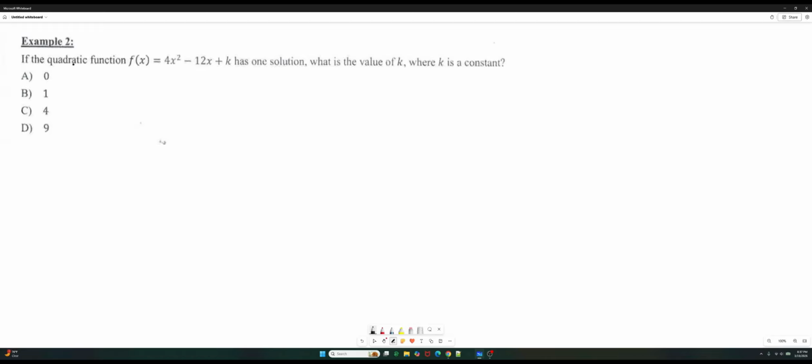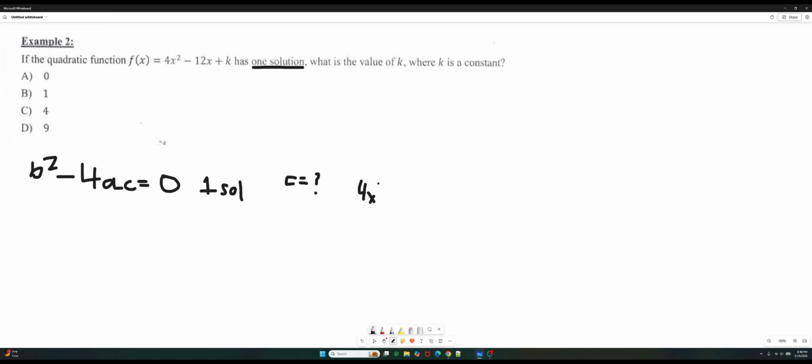So this is how we're going to dissect this. It tells us it has one solution. What do we know? We know that b squared minus 4ac equals 0. That's one solution. And we're trying to find the value of c. We don't know what c is. So what we could do is plug in a, b, and solve for c because we know that this equation equals 0 because it only has one solution. That's as given in the problem. So here's the function quadratic equation.